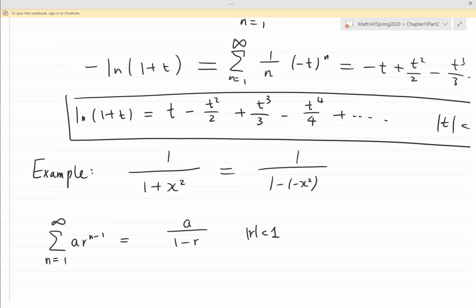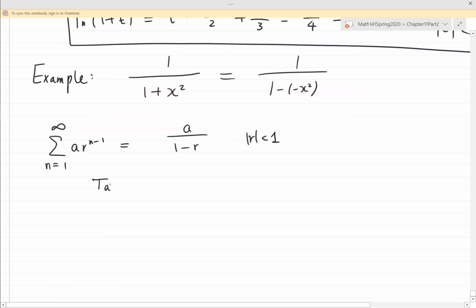So the first term here, a, we take a to be 1, and r to be negative x squared. Then we actually get this. Okay, then what do we get by geometric series?